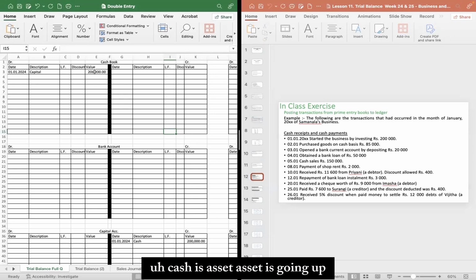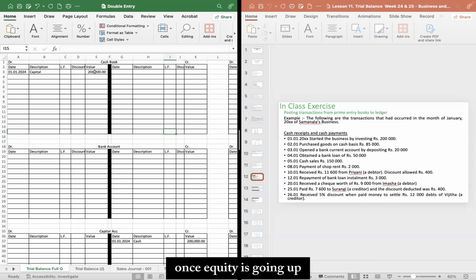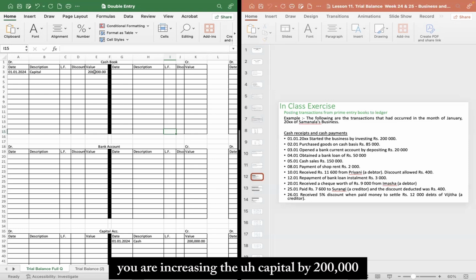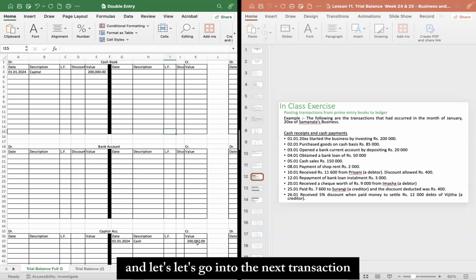Cash is an asset, and it is going up, so you are debiting the account. Then the other side is capital or the equity. Once equity is increasing, you are increasing the capital by 200,000. So you will be crediting the capital account by 200,000. Okay, we did this transaction earlier also, and let's go into the next transaction.